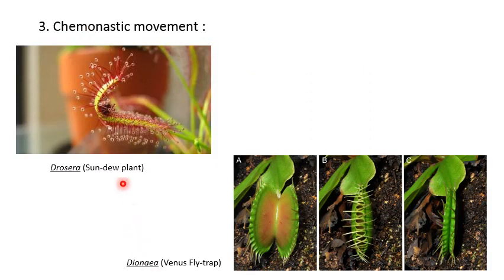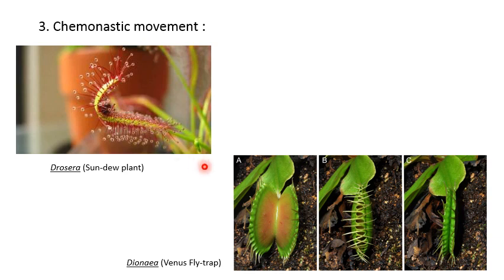Lastly, chemonastic movement. This kind of movement is due to some kind of chemical. So it is a chemical stimulus. This we find in many of the insectivorous plants. Here we are seeing Drosera, which is commonly called the sundew plant. Here the tentacles, as you can see, there is one insect which is stuck here, and these tentacles bend over the body of the insect and trap the insect.